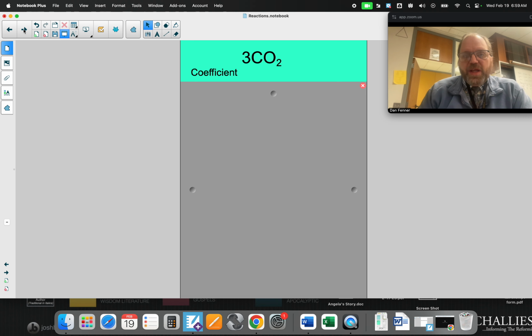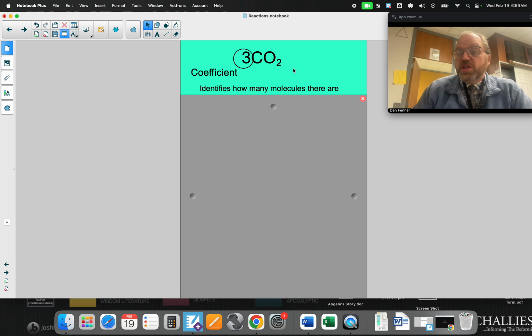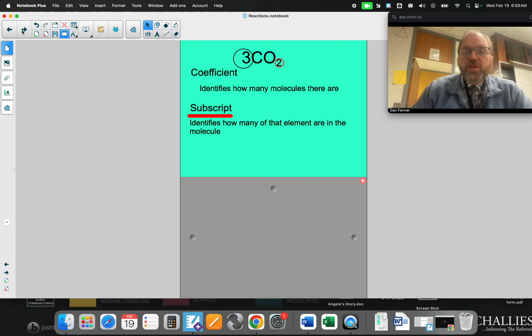Now, we have to identify some values. In this expression I have there, 3CO2, we have something called a coefficient. That little 3 there is a coefficient. What that means is it identifies how many molecules I have. So I have CO2, carbon dioxide. I have 3 carbon dioxides here. The other number we have is called a subscript. That's that little 2 right there. A subscript tells me how many of that element are in this molecule. So without that 3, I would have 2 oxygens in one CO2. But by putting that 3 out front, I now have 3 carbons and 6 oxygens, because we multiply through to identify the total number we have there.